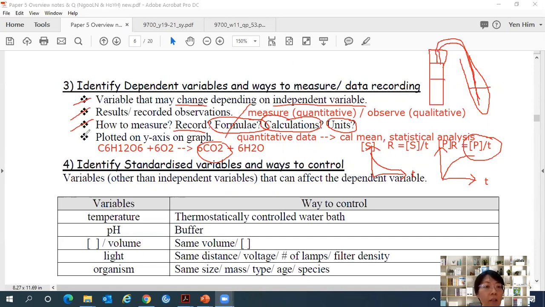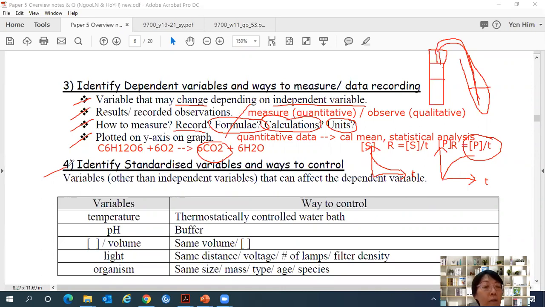All right, so this is for your dependent variable. Take note of what you want to measure for the rate of reaction for the apparatus. What can you measure? What is the formula that you can use to convert what you measure into the rate? Do the calculation and what should be the unit based on what you measure. So the next one, thank you, Annabelle, for your answer.